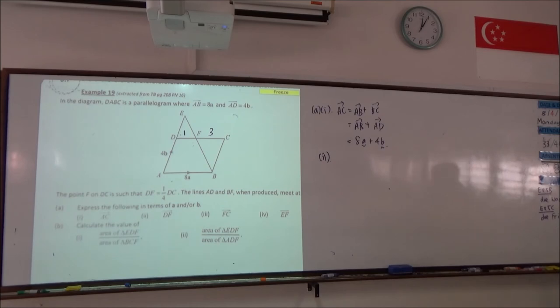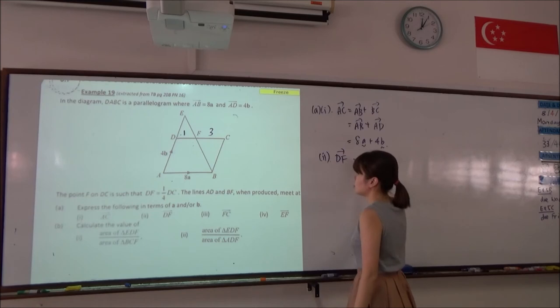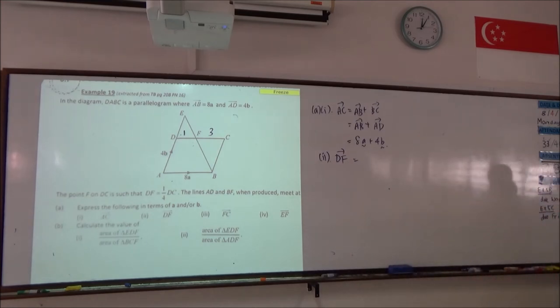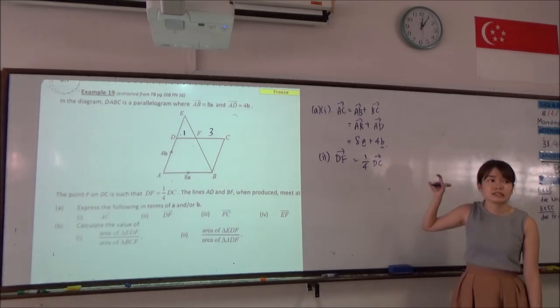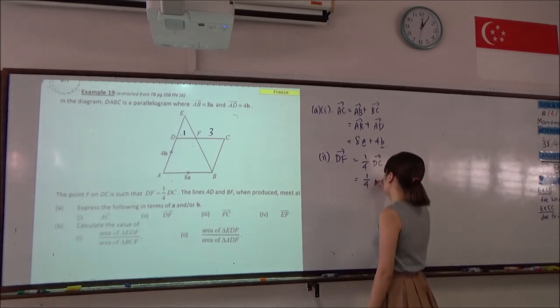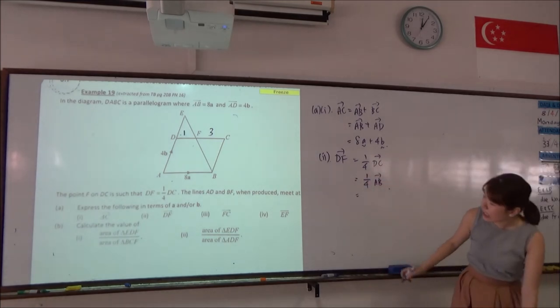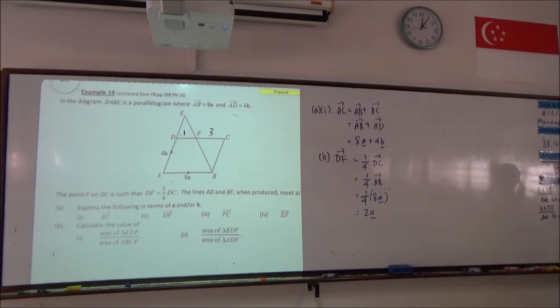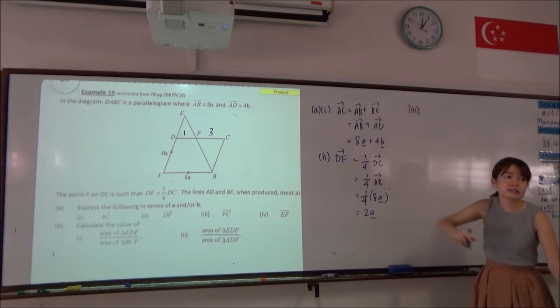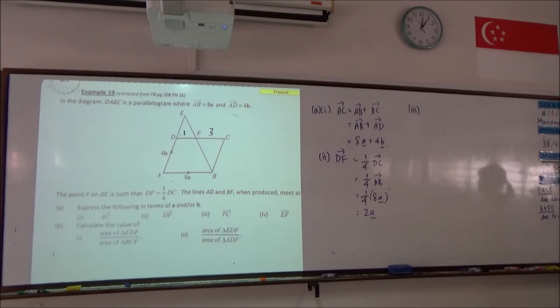Now for part 2, to find out what is DF, how do we find DF? What would DF be equal to? One quarter of DC, right? We agree that DF is one quarter of DC, whereby DC, since it is a parallelogram, is the same as AB. Agree? And AB is actually 8A. So therefore, DF will be 2A. Yes, DF is one quarter of DC.